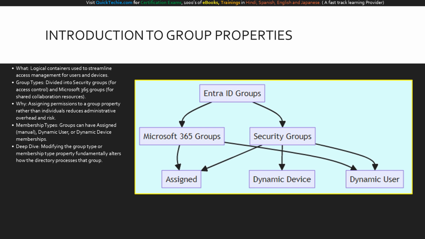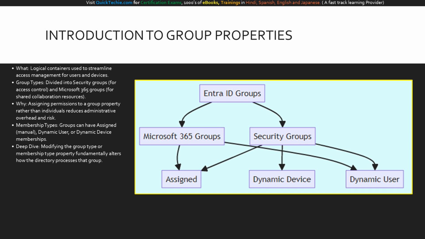Next, look at membership types. A group's membership property can be assigned manually or set to dynamic user or dynamic device. As our deep dive points out, modifying these properties, like changing from assigned to dynamic, fundamentally alters how the system manages those members, instantly replacing manual entries with rule-based evaluations.